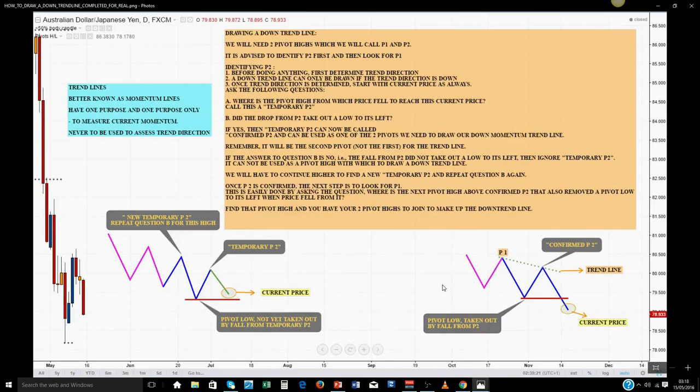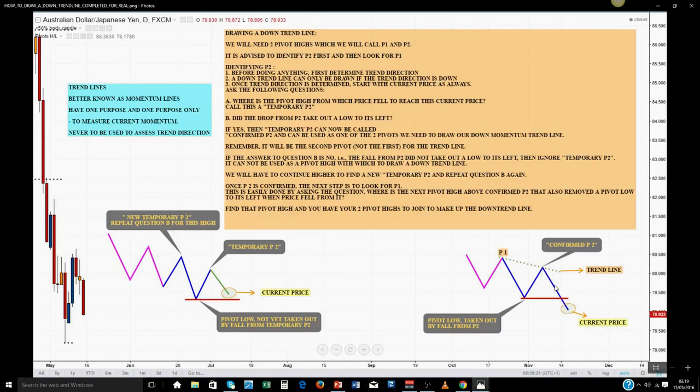Okay, now the second scenario I was referring to is where you're having highs and price falling from those highs and making lower highs and lower lows. In that case, you don't necessarily need the fall from P1 to take out the pivot low to its left. And we will look at an example when we look at the charts in a bit. So I hope that is clear.